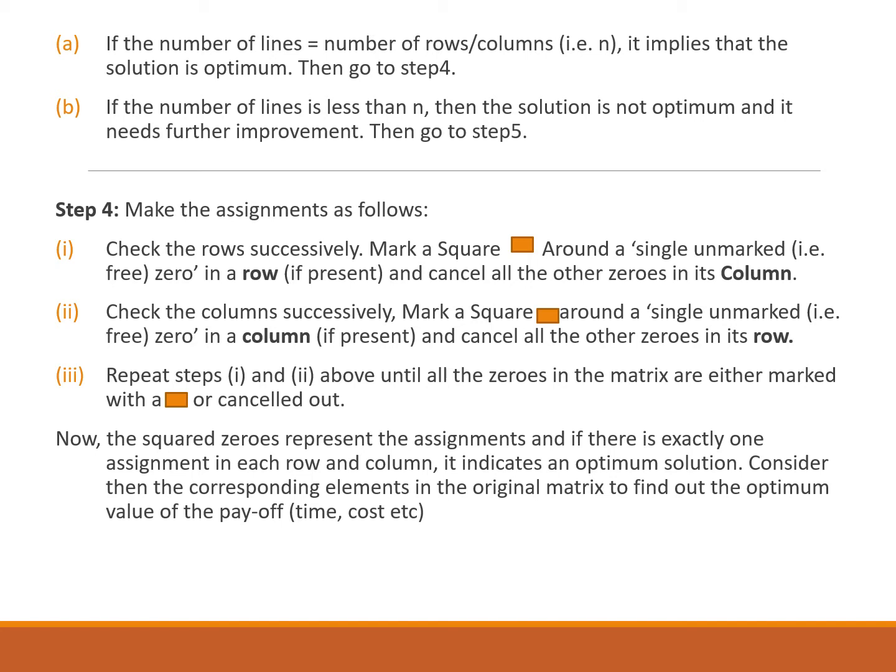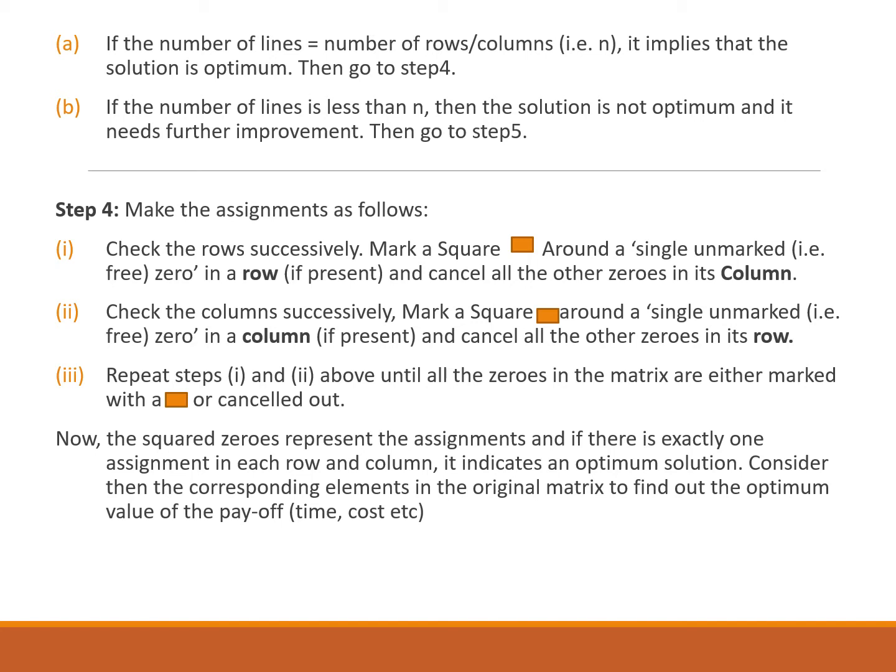Step 4. Make the assignment as follows. First, check the rows successively. Mark a square around a single unmarked, that is free, zero in a row if present, and cancel all the other zeros in its column. Second, check the columns successively. Mark a square around a single unmarked zero in a column if present, and cancel all the other zeros in its row. Third, repeat the above two steps until all the zeros in the matrix are either marked with a square or cancelled out.